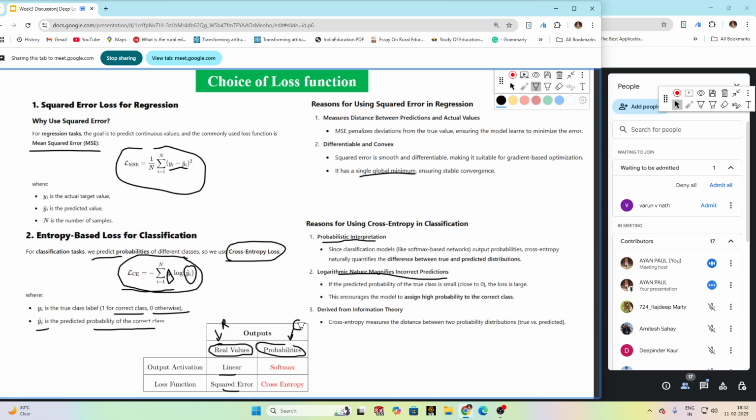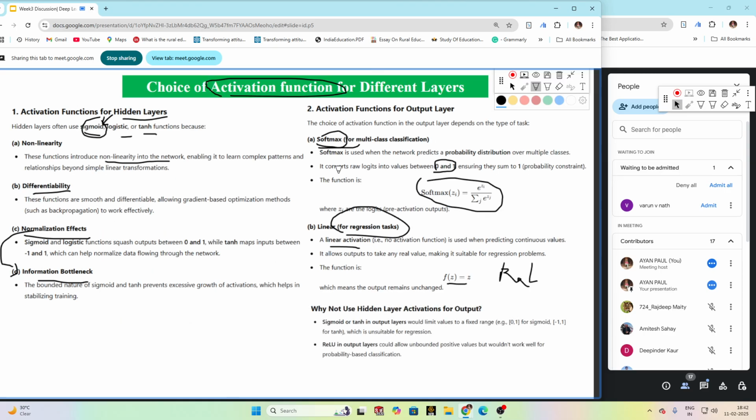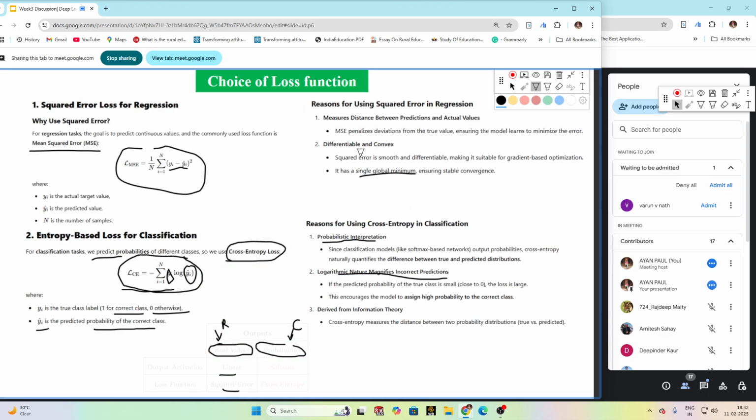But when we have probability, that means we are doing classification. Whenever we are doing classification, the activation function we use is the softmax function, and the loss function we use is entropy based, or cross entropy.